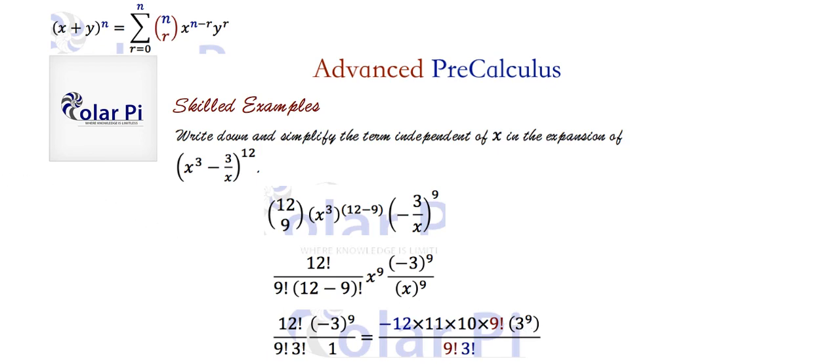Then canceling the 9 factorial on the top and bottom, and canceling the 3 factorial and the 12 into a 2, replacing the 12, we'll have this. And then multiplying the numbers in front of 3 to the 9th, that's negative 220 times 3 to the 9th, our final answer.